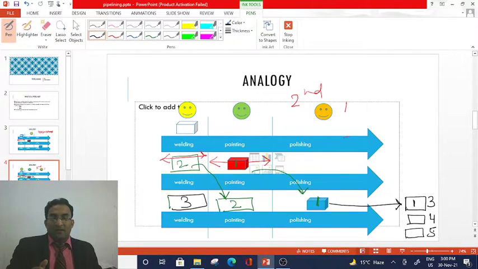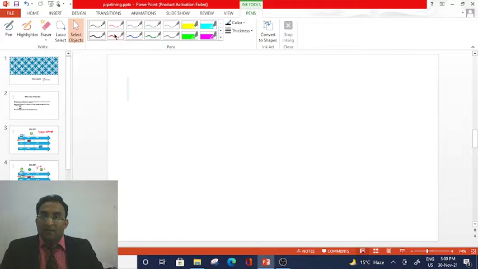And while the polishing of the third box is going on, the fourth box is coming for painting, which means in 6 hours we will complete all 4 boxes. Now this can be understood in this way. We have this time axis.